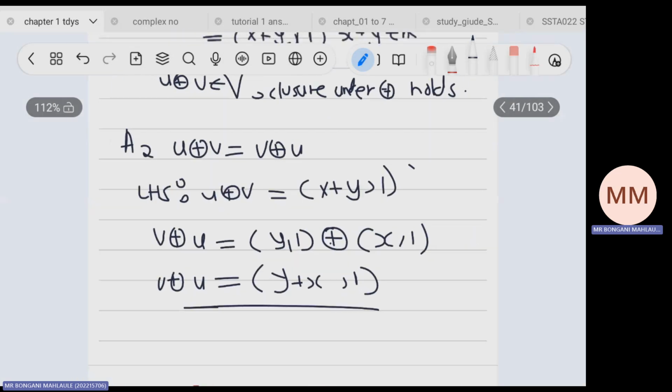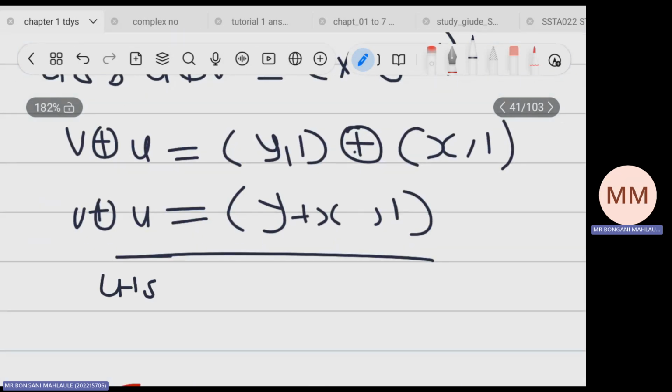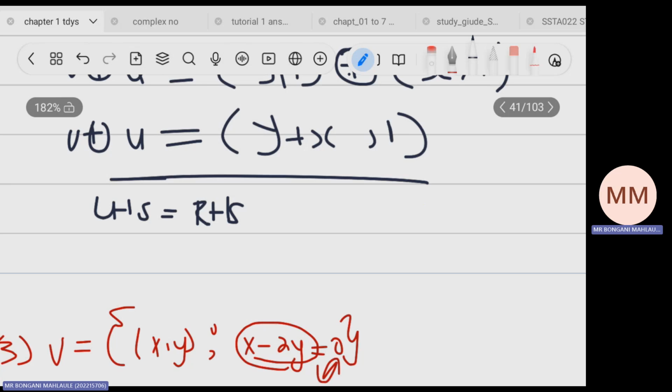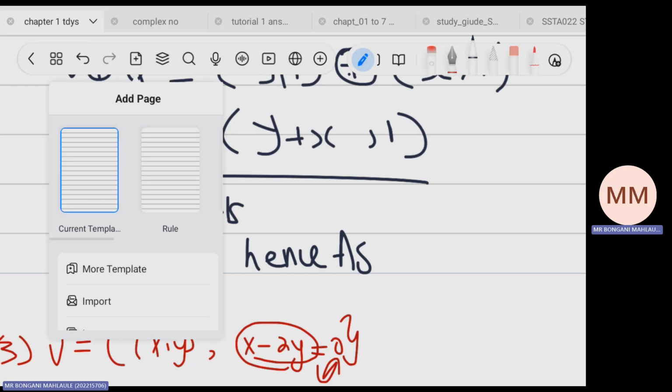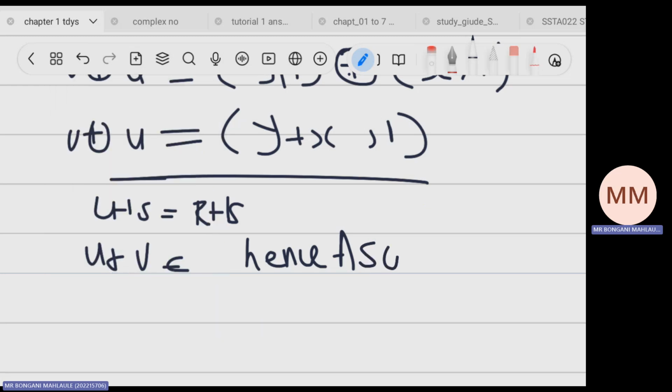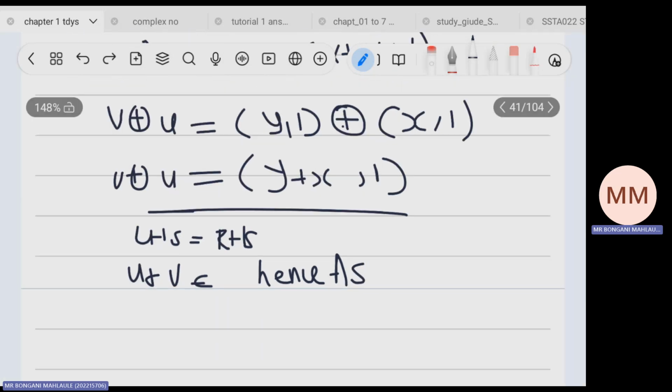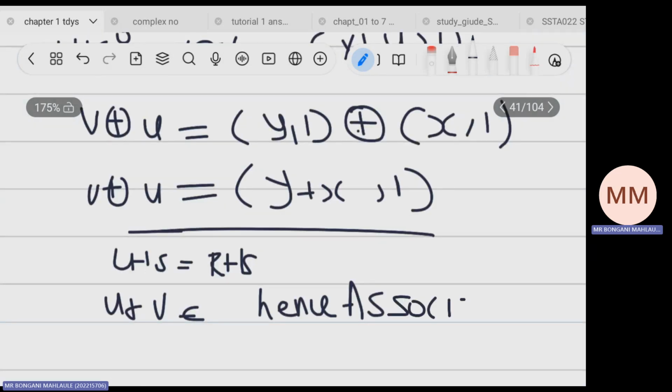So this is commutative. You see that the left hand side is equal to the right hand side. So we can say that u plus v is an element of V, and then you can say hence the associativity property holds.